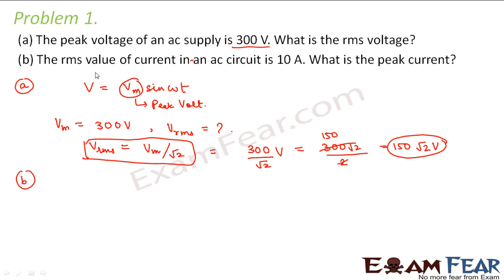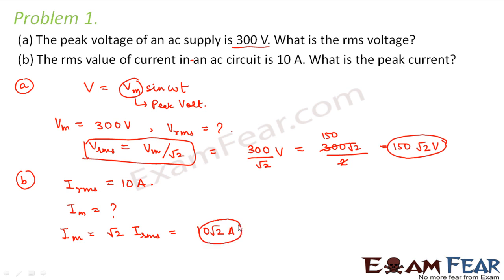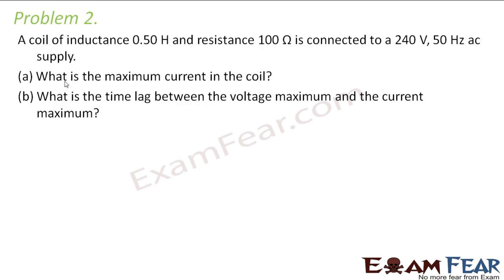In the second part, it asks the RMS value of current in an AC circuit is given as 10 amperes. What is the peak current? That means we have to calculate the value of Im. So here also Im will be equal to root 2 into I RMS. So that is equal to 10 root 2 amperes. Right? So let us look at the next problem.